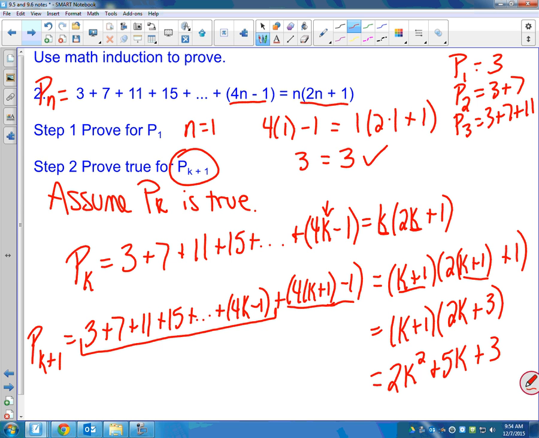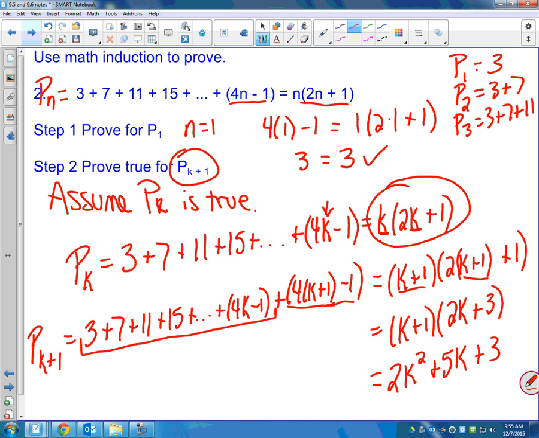Do I know what 3 plus 7 plus 11 plus 15 plus ... plus 4k minus 1 adds up to? Every time. That's why it's so important that you put the p sub k. That's why you say, assume this is true. Because we know all this adds up to this, which means you can replace all of this with this value.